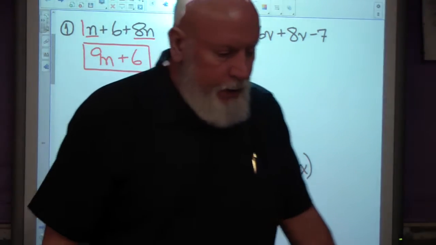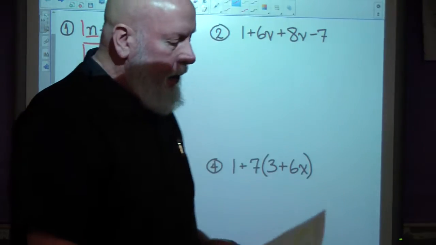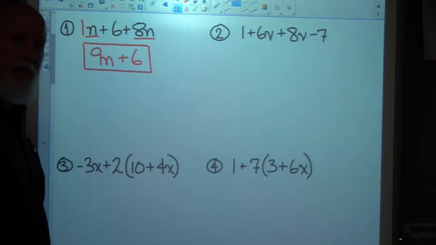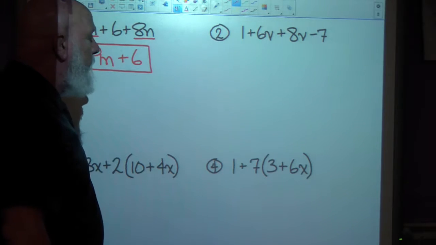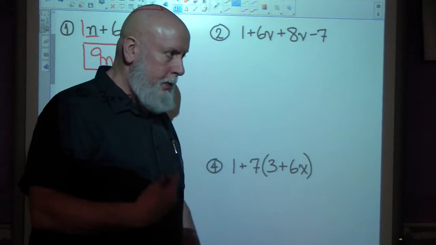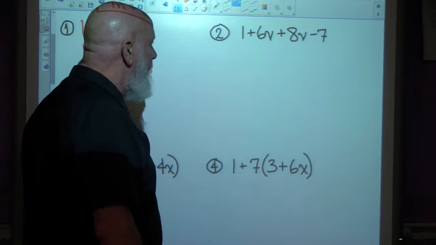Let me get my key here just in case I mess up. I've been making lots of mistakes this morning. Don't ask me why. Well, you can ask me why, because I'm old, losing it.